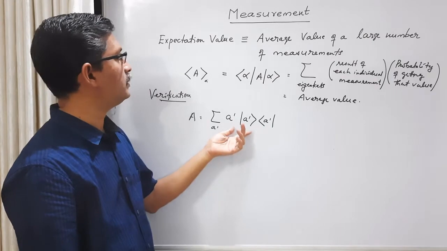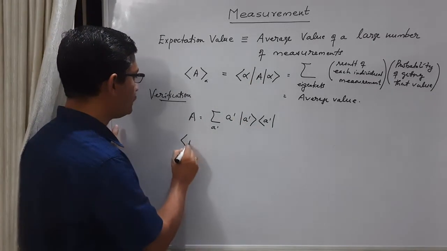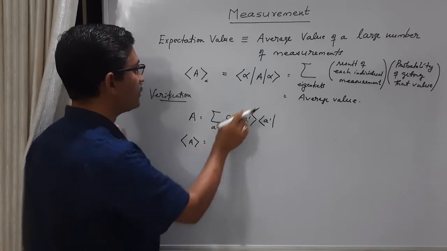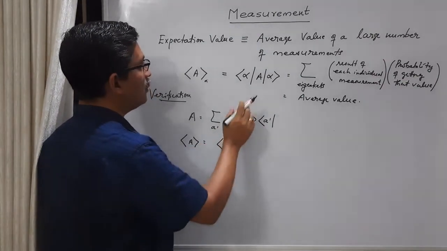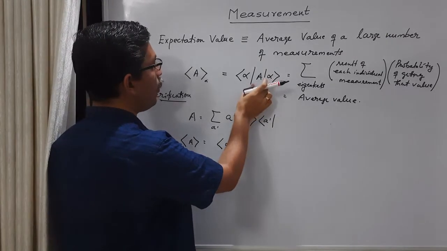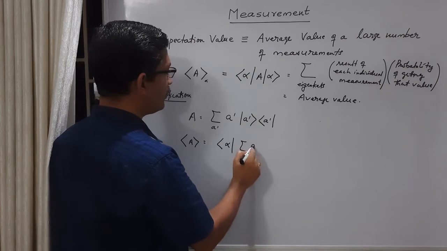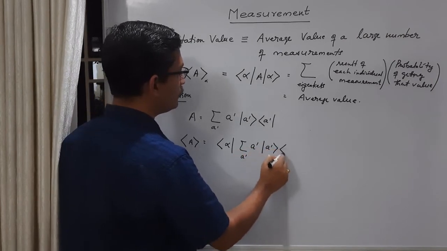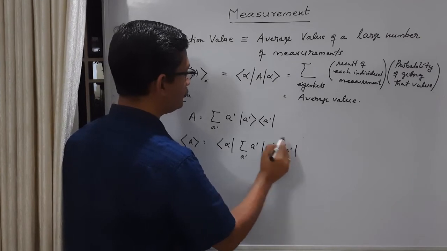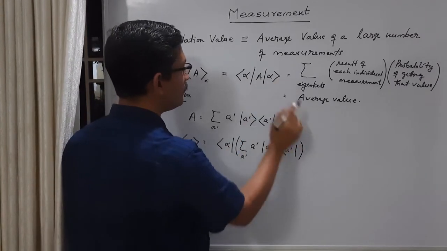So what I am going to do is, let us substitute this value here. Okay, then let us see. So the expectation value of A you can write as, from here, bra vector alpha. Instead of operator A, I am going to substitute this: summation over A prime, eigenvalue A prime, ket A prime, bra vector A prime. This is our operator A. Okay, and then you have ket alpha.